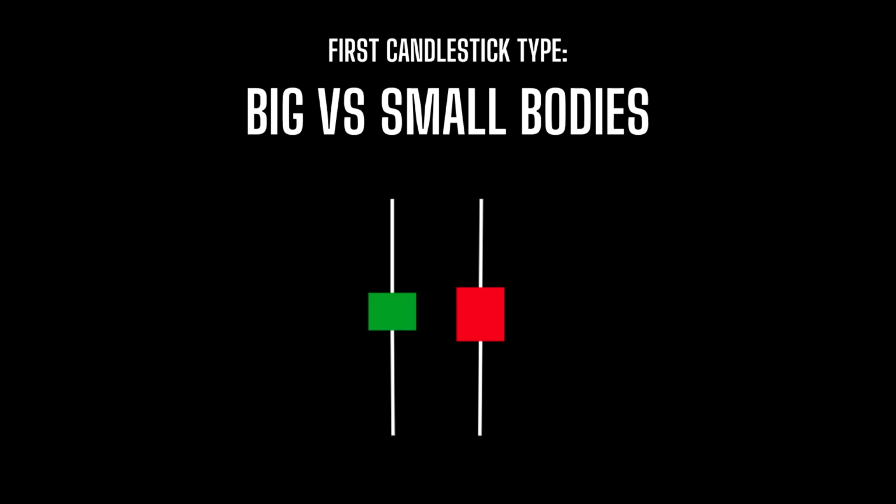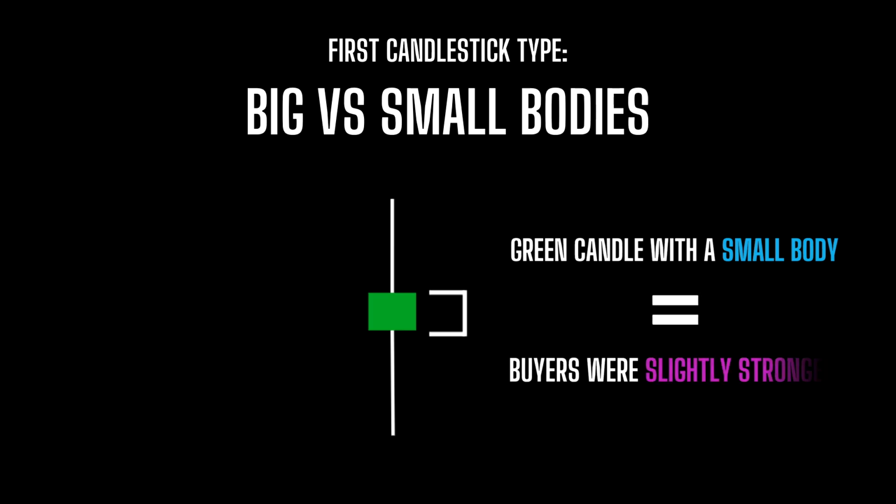A candle with a small body tells a different story. A green candle with a small body shows that although buyers were in control, they weren't very dominant, as sellers also put up a lot of resistance. The price opened lower and buyers tried pushing it up, but since sellers were almost as strong, the price didn't move much and ended near the opening price. This is why the candle has a small body.